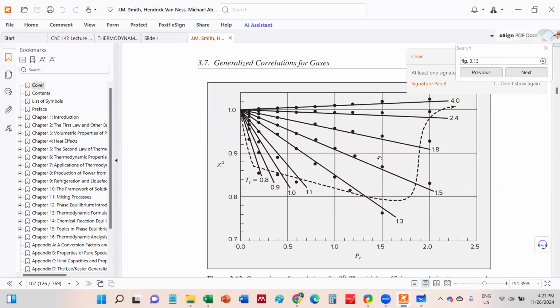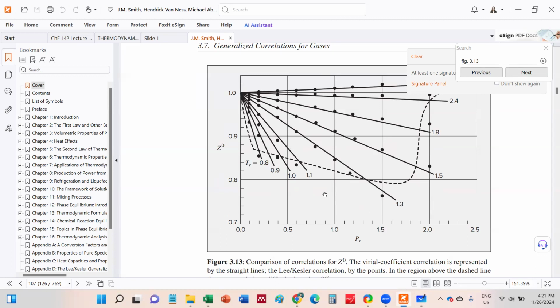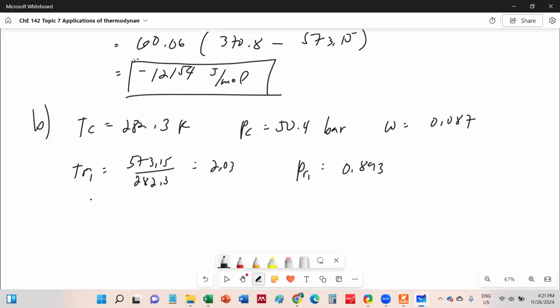So TR is somewhere here, and then PR is somewhere here. It's well within the region wherein it's safe to assume that the virial coefficient correlation has a good accuracy. Okay, so if it's within this dashed region, then it means we can use the virial coefficient, which is easy. So we can use that.